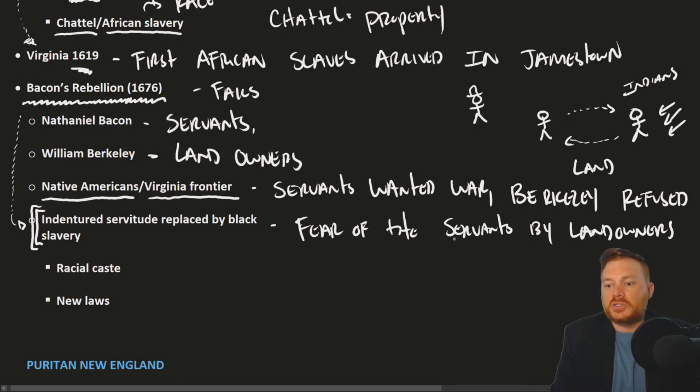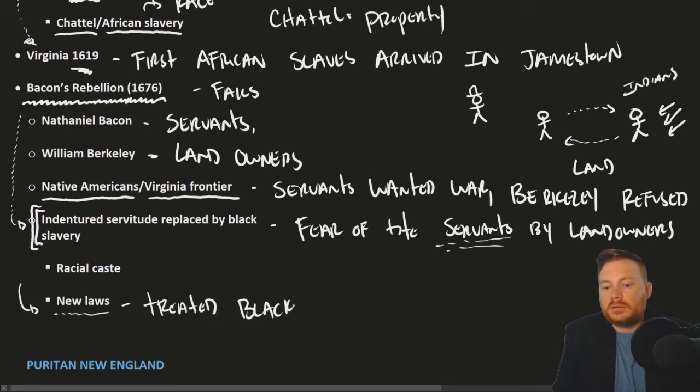But this fear of the servant class, and especially this intention of trying to create a common racial category between servants and landowners, right? The racial category being English or white, was a way of protecting the landowner class. And so shortly after Bacon's rebellion in places like Virginia and other southern colonies, new laws begin to be passed, which make slavery based off racial characteristics. We might say new laws treated blacks and whites differently.